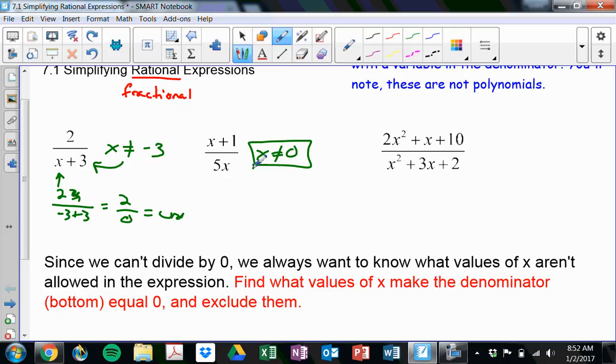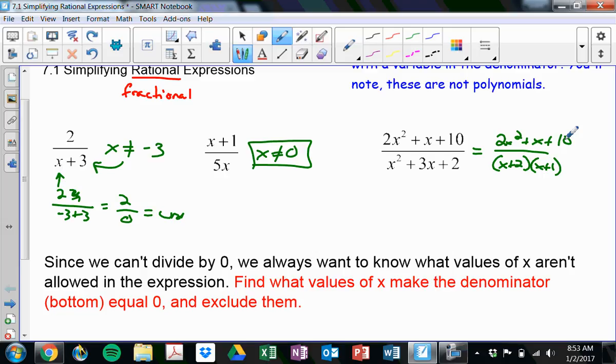And this fraction here, I can't really tell what x can't be yet. I'm going to look at the bottom and factor it. I have a quadratic. And the bottom can factor into x plus 2 and x plus 1. The top I could try and factor. I'm not going to bother with it right now. I'm pretty sure it doesn't.